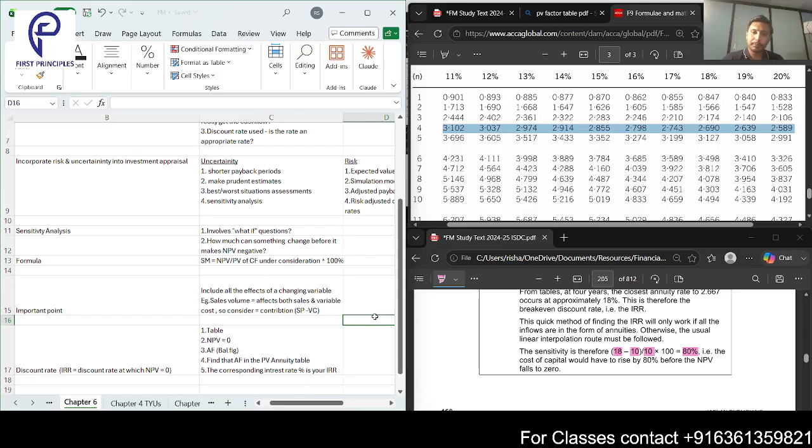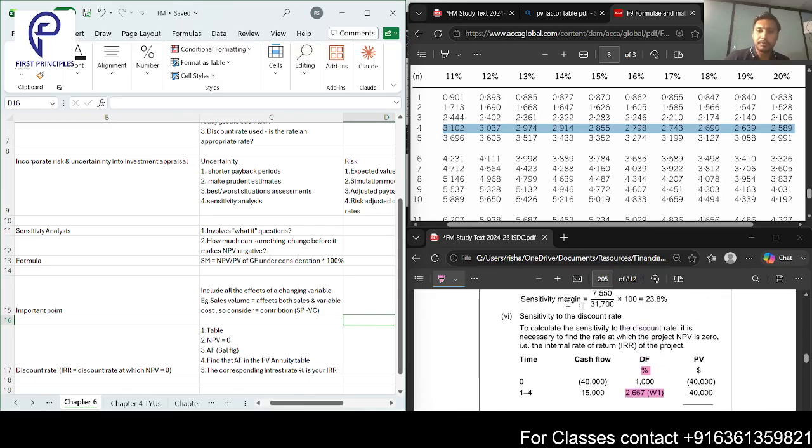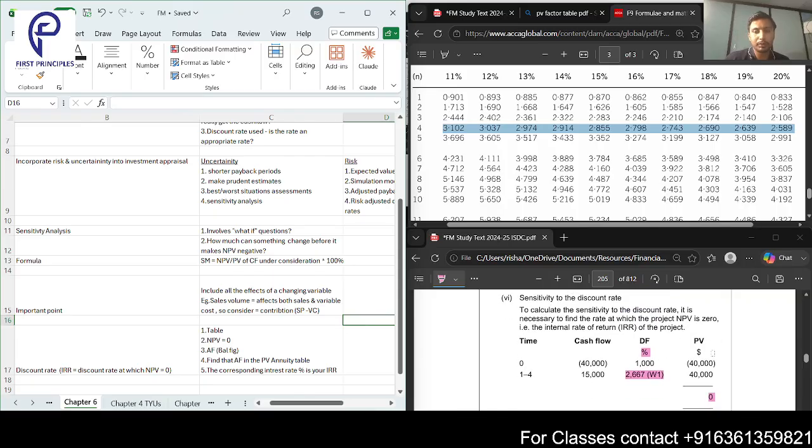So what we did first, we made the table. Okay, now we'll follow the steps. We made this table: time, cash flow, discount factor, what we used for NPV. Second, we found the NPV 0. So for the NPV to be 0, outflow is 40,000. Discount factor will always be 1 for any percentage, so outflow is 40,000 only. And for NPV to be 0, the inflow has to be 40,000.